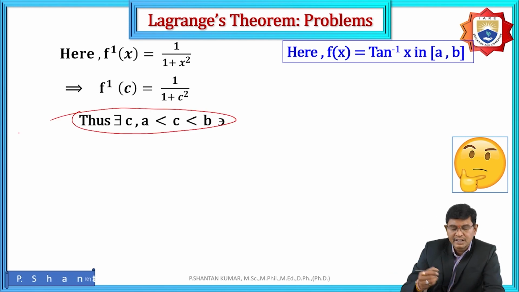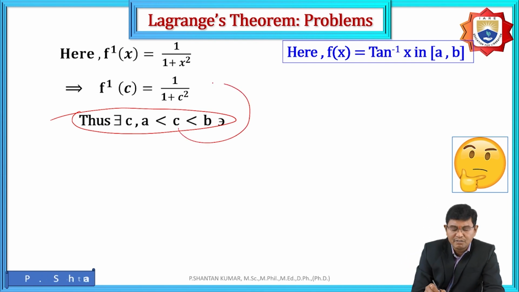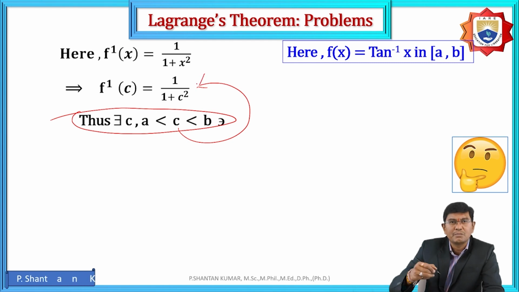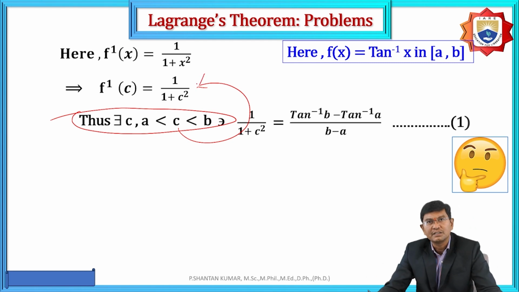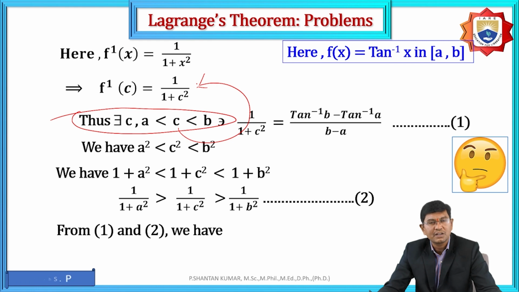Then there exists c belongs to (a, b), that is, a is less than c is less than b, is a condition. But we need to equate 1 by 1 plus c square. For that we need to modify it. That is a condition, 1 by 1 plus c square. Automatically, according to the reciprocal there are no changes, only the signs will be changed.